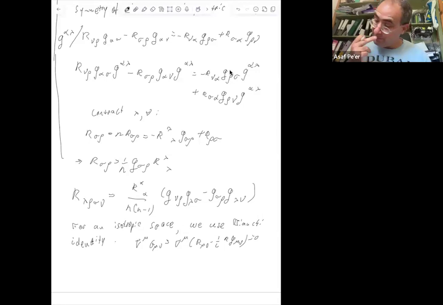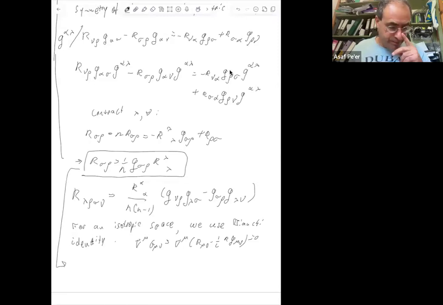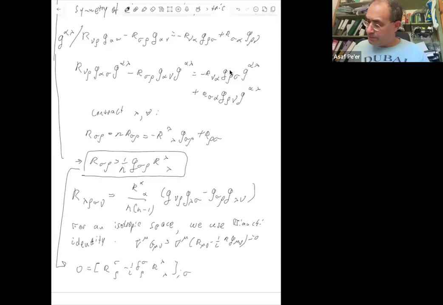Together with the definition that we have here, that is 0 is ∇_σ R_σρ minus 1/2 δ_σρ ∇R^λ_λ, which is (1 over n minus 1/2) ∇_σ R^λ_λ. Okay.